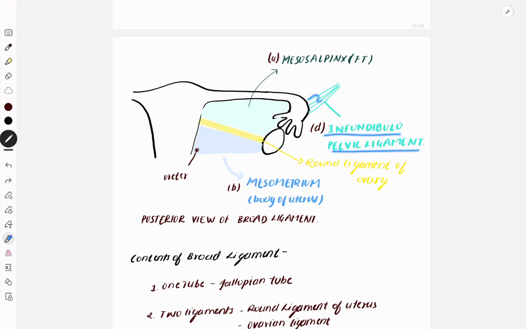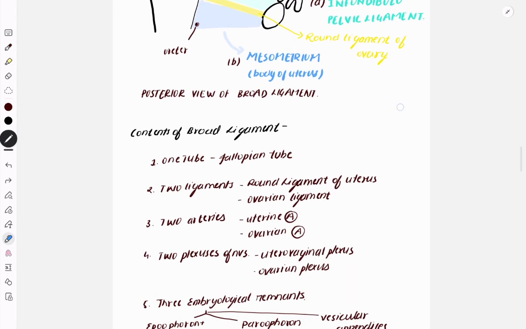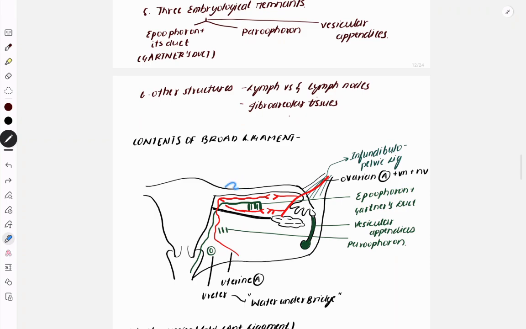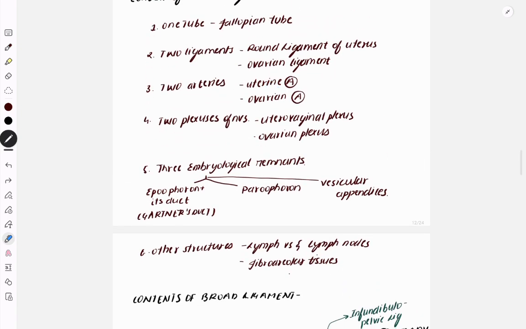And the fourth one is infundibulopelvic ligament, starting from the infundibulum and upper pole of the ovary and going towards the lateral wall of the pelvis. Contents of broad ligament. So broad ligament contains one tube, which is the fallopian tube. It has 2 arteries. The first one is uterine artery and second one is the ovarian artery. It also has 2 nerve plexuses. The first one is the uterovaginal plexus and second one is ovarian plexus.